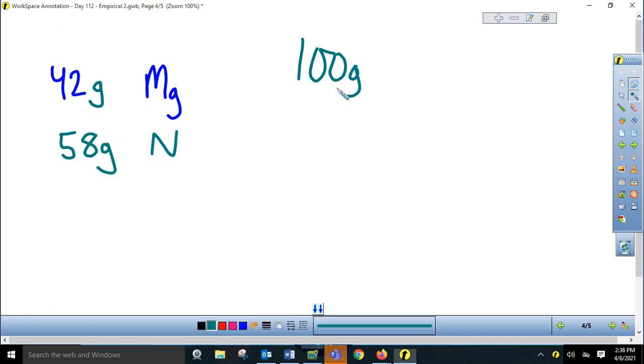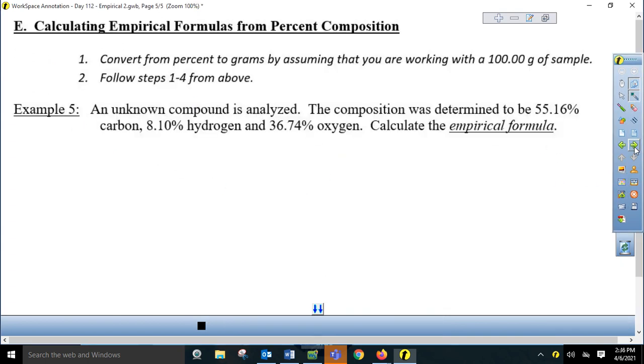So if you assume you have a 100-gram sample of your mystery substance, then just convert your percentage sign into a gram symbol, and boom, you've got your masses. You're ready to convert into moles, you're ready to find your empirical formulas. So here we go, our final problem. We're going to work on example 5 in our notes. And we decided we're not going to do the hydrate section, so this is the final problem of our Unit 9 packet that we're going to do together.